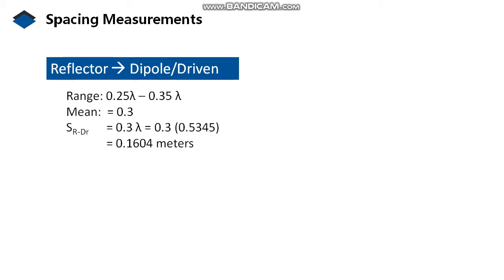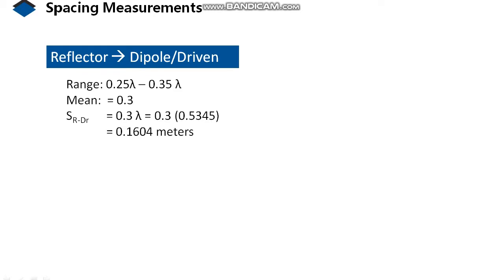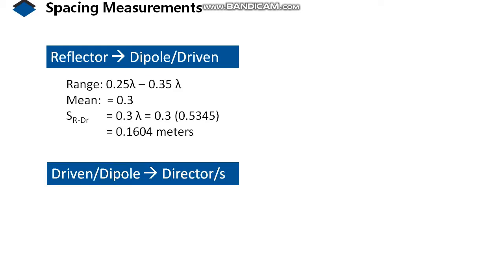So for spacing measurements, we have the reflector to the dipole-driven element. We have the range of 0.25 wavelength to 0.35 wavelength. For this, we use the mean, which is 0.25 plus 0.35 divided by 2, which is 0.3. So we use 0.3 wavelength, 0.3 multiplied by the wavelength, 0.5345. We have the spacing between the reflector and the dipole or driven element to be 0.1604 meters.